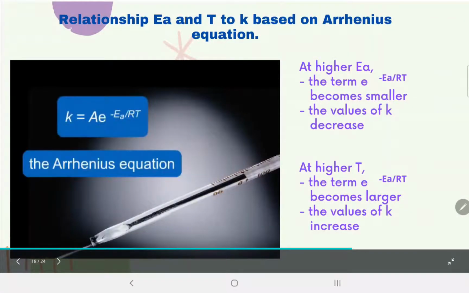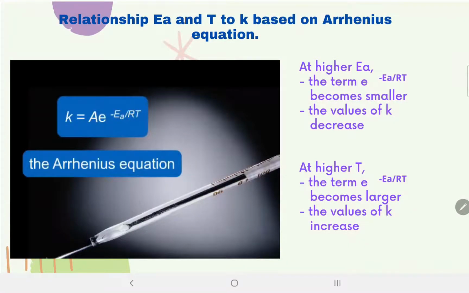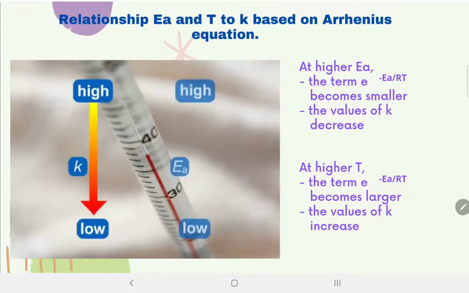The Arrhenius equation shows that the rate constant is directly proportional to A, and therefore to the collision frequency. In addition, because of the minus sign associated with the exponent Ea per RT, the rate constant decreases with increasing activation energy and increases with increasing temperature.